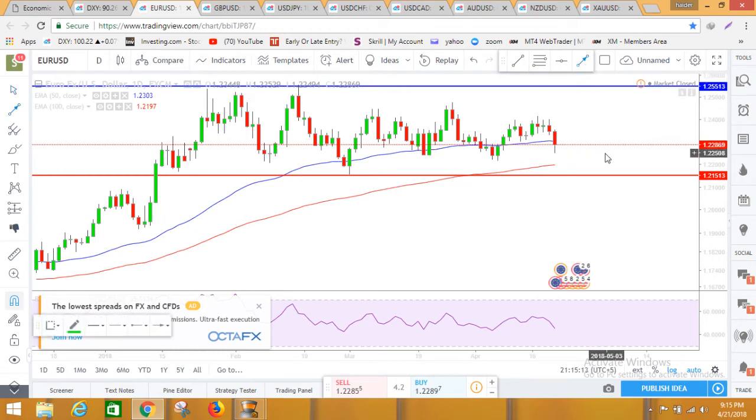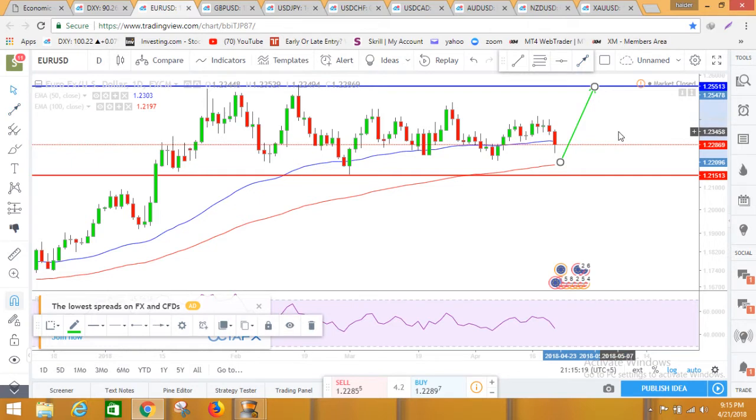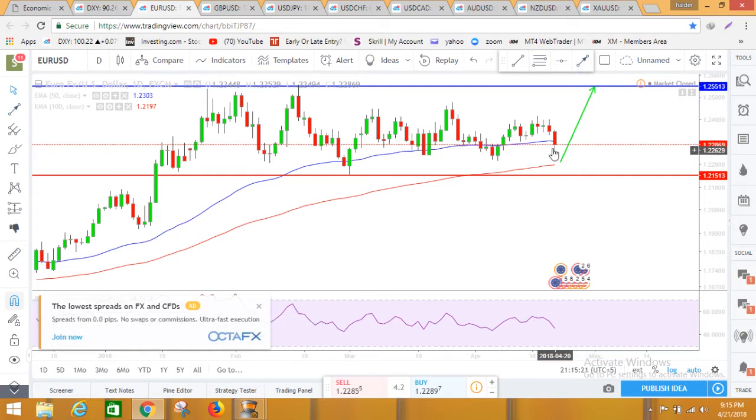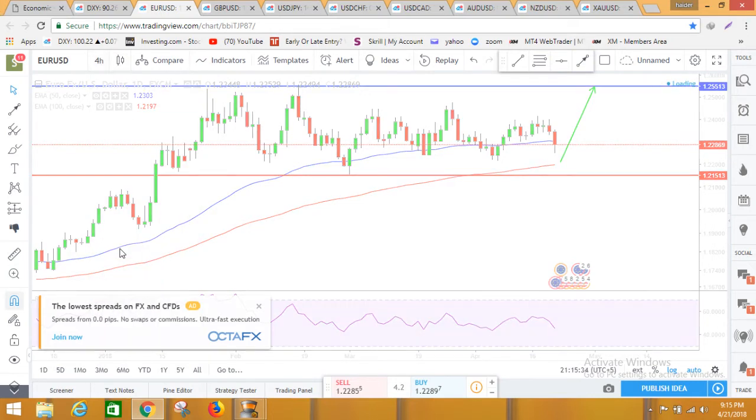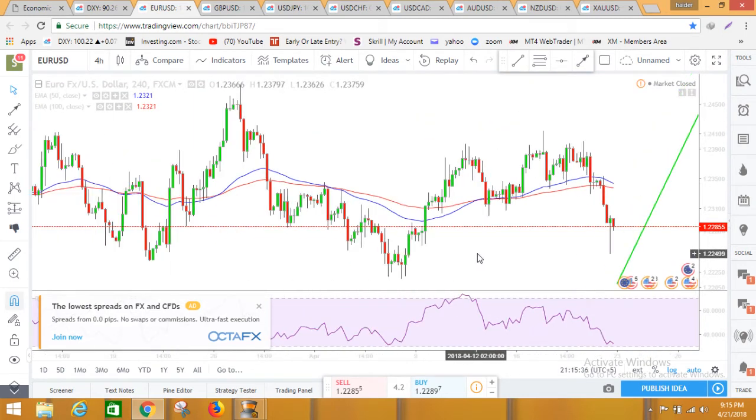If I can just show you here, maybe especially from this point it might go up, but the second view is that it can just keep the momentum to downward, and it can come to 1.2151 and below. Even on the 4 hours chart you will notice that here it is.